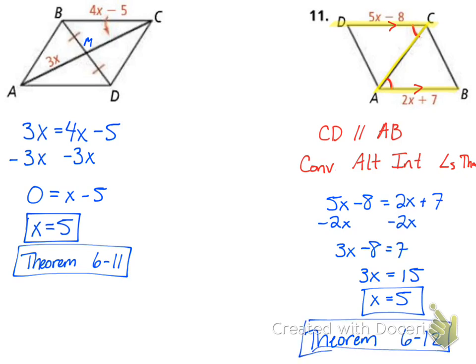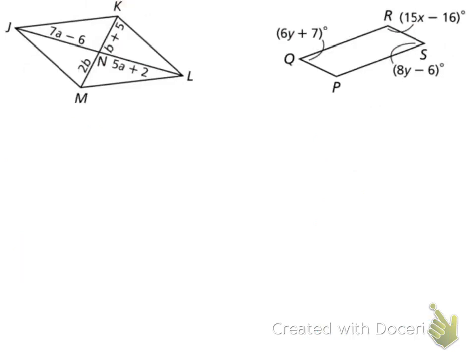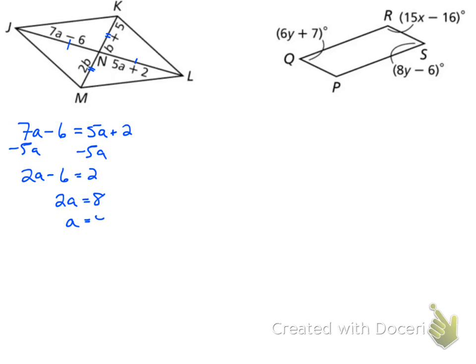Okay. Next two down. Same thing, I'm given diagonals. So again, I want to prove that my diagonals are being cut in half by each other. That N is the midpoint. And so I can write 7a minus 6 is equal to 5a plus 2. Again, subtract the 5a to the other side. Get 2a minus 6 is equal to 2. So 2a is equal to 8, and a is equal to 4.